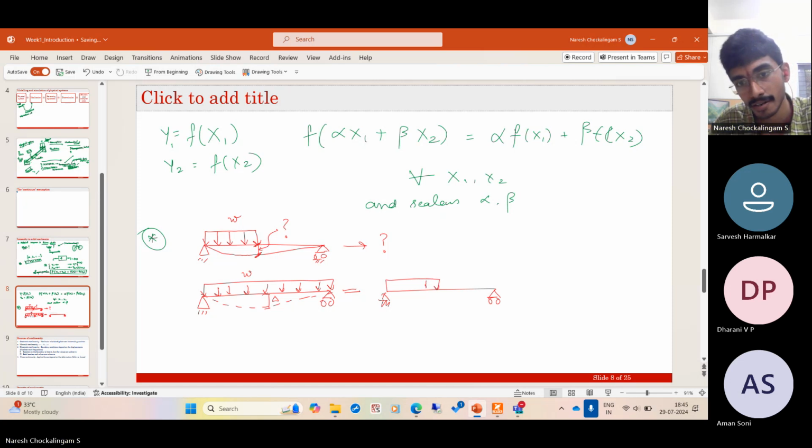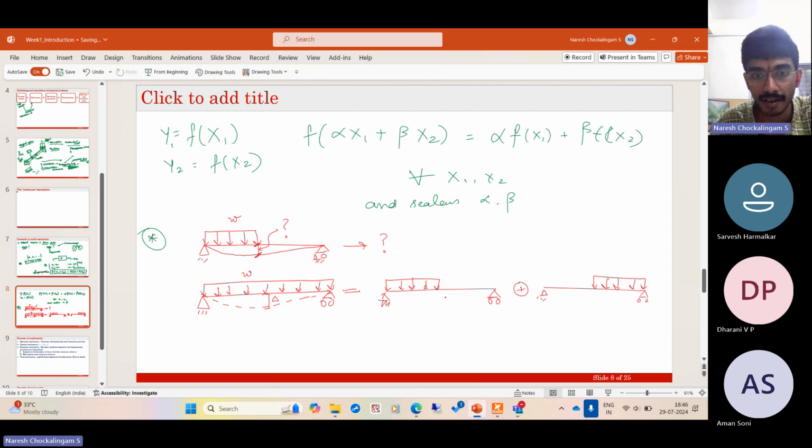this one plus this one, right? So let us call this loading system x1. This is x2. And we assume everything linear, elastic, isotropic, small deformations, small rotations, and so on. So the material is linear, elastic, isotropic, and the deformation is small. So these are the assumptions and beam theory holds.